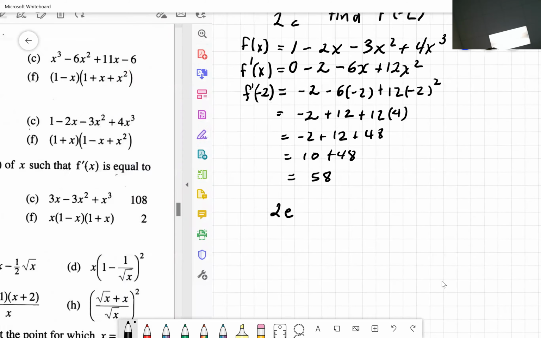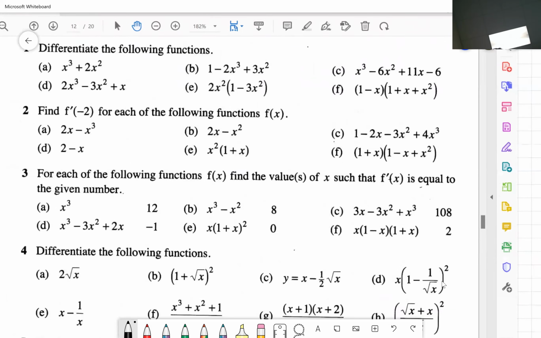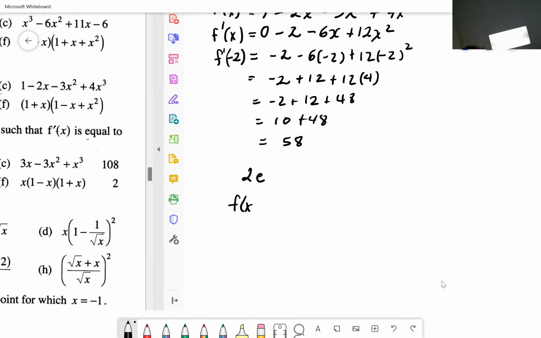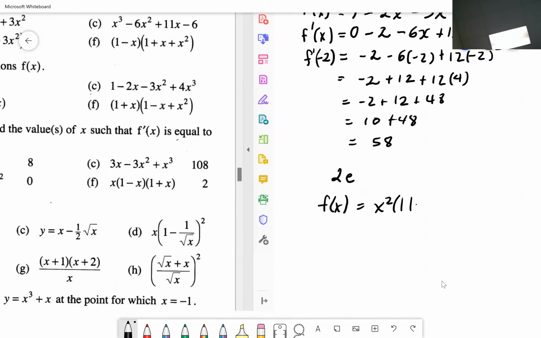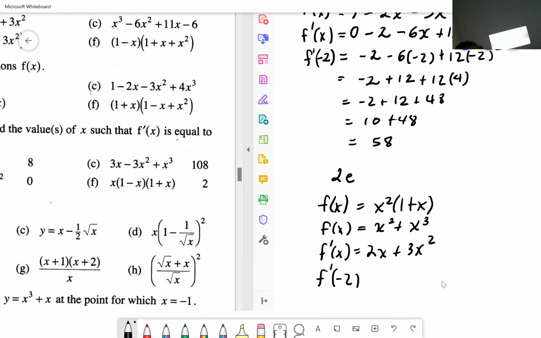So let's do 2E now. 2E says we have f of x is x squared times 1 plus x. Now, we have a rule that we can use to apply it just like this. But when you see something like this, just go ahead and use distributive property. Write it in a way that you have exponents like that. Because we do have a rule called the product rule for derivatives, but I still haven't taught it to you, and it's probably not in the scope of this book, but I might teach it to you anyways. You can just apply the power rule as is. And then you just have f prime of -2 equals, and you substitute now.